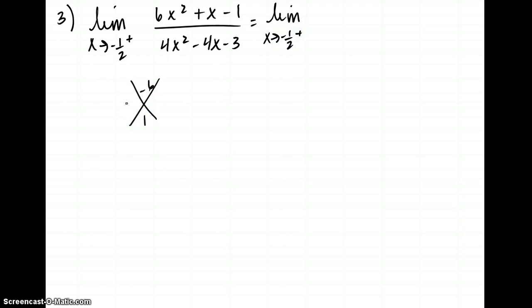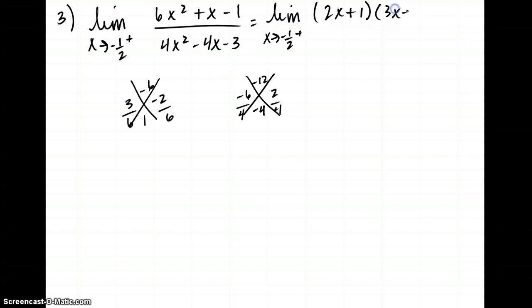Negative 6 and positive 1. 3 minus 2 is 1. 3 times negative 2 is negative 6. Negative 12 and negative 4. Negative 6 times 2 is negative 12. Negative 6 plus 2 is negative 4. So the top would factor to 2x plus 1 times 3x minus 1. And then the bottom will factor to 2x minus 3 times 2x plus 1.